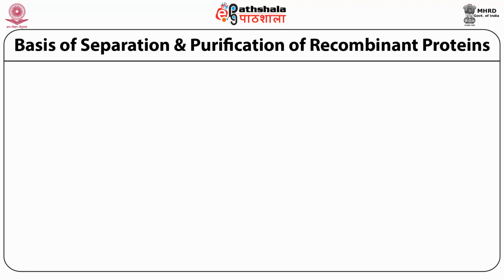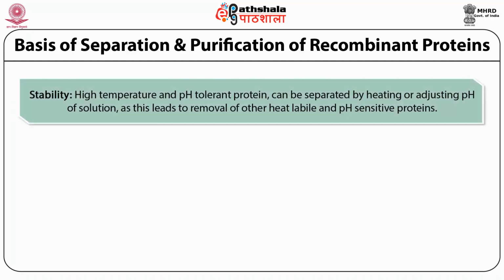Stability and solubility of a protein are two important criteria that form the basis of separation and purification in certain cases. If the protein of interest is stable at high temperatures and tolerant to extremes of pH, the contaminating proteins can be removed by adjusting the pH and temperature in such a way that our protein of interest remains stabilized and soluble, while other contaminating or undesirable proteins are removed.